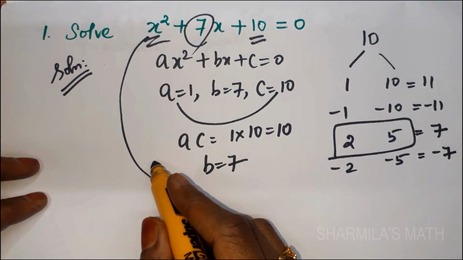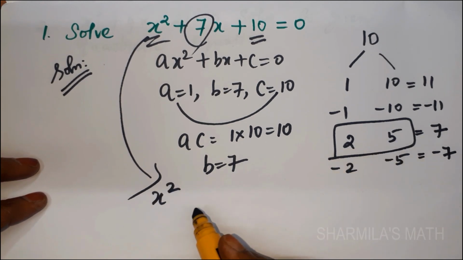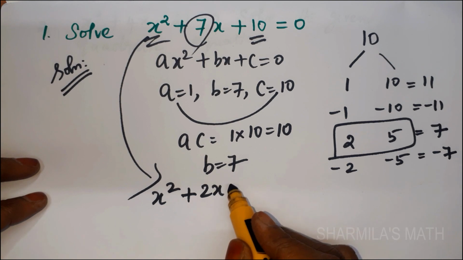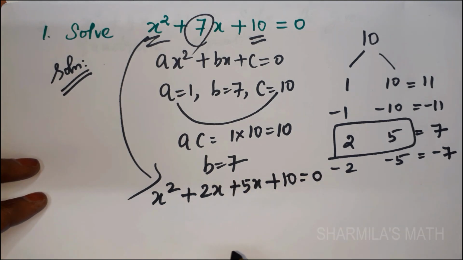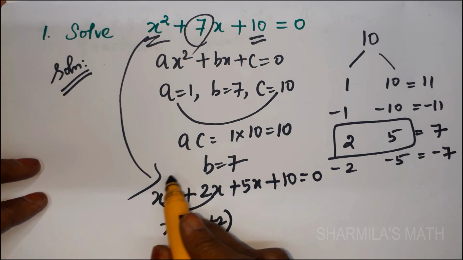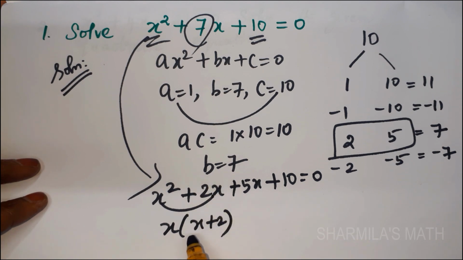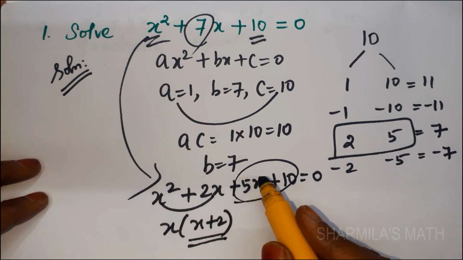Now from this equation I am going to split the middle term. The factors I get give 2x plus 5x plus 10 equal to 0. From these two terms, I'm going to take x as common. So x into x plus 2. After taking x outside, here x is balance, here 2 is balance, x plus 2. From these two terms, after taking one term as common, we have to get this x plus 2. Accordingly, you have to select the common term.